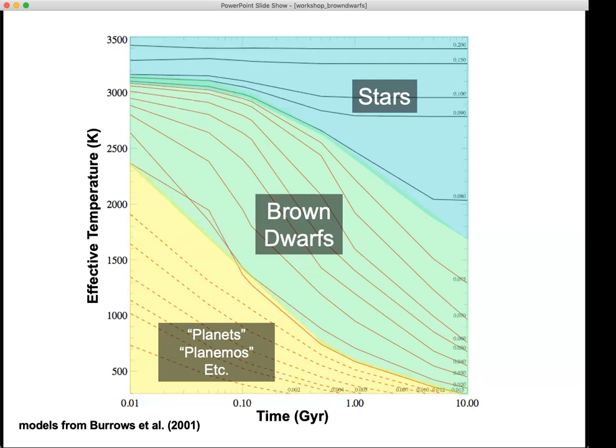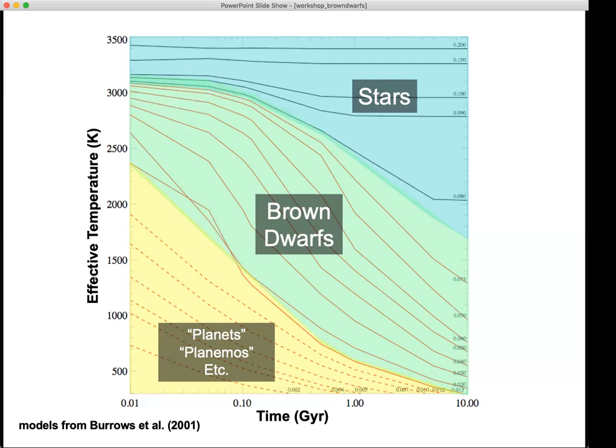They're going to cool over time. And then you get to really low temperatures. The bottom of this plot here is about 500 Kelvin. And you've got tons of models that run through that region, right? So if you wait enough time, you can get some really cold brown dwarfs. And you're going to see a couple of examples.